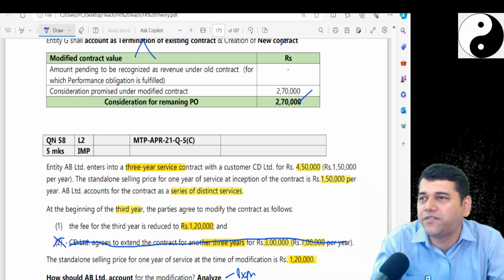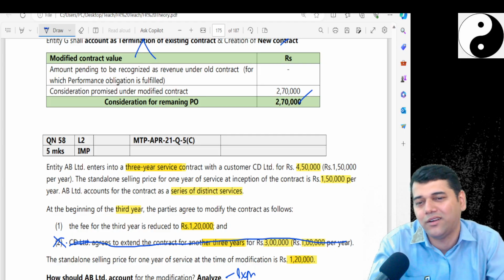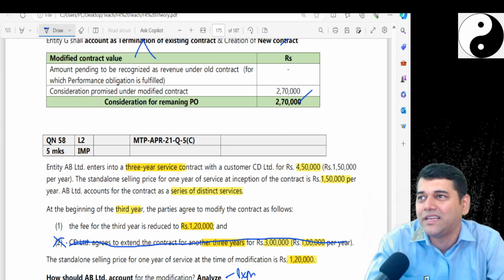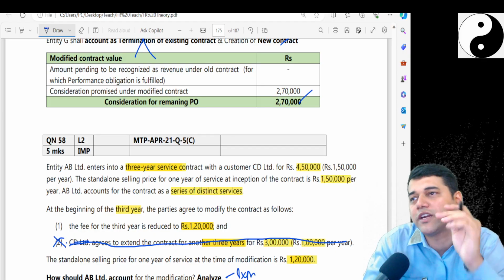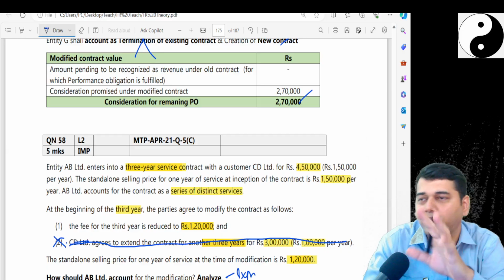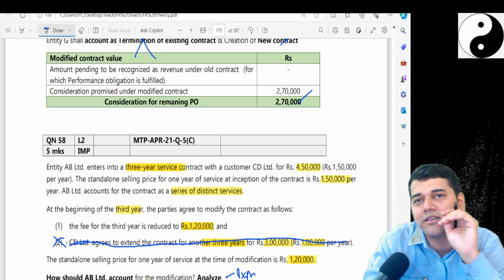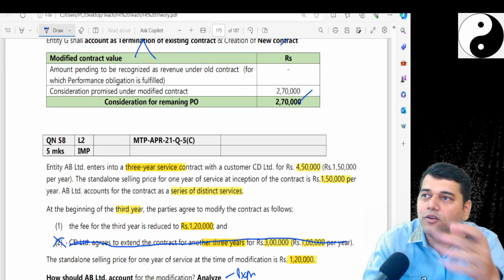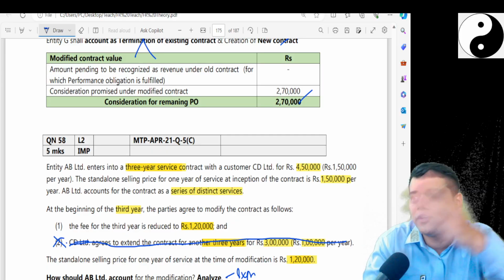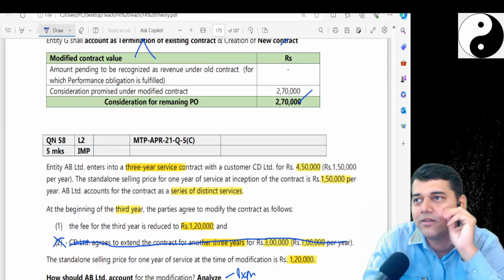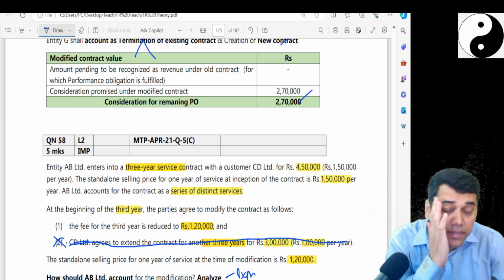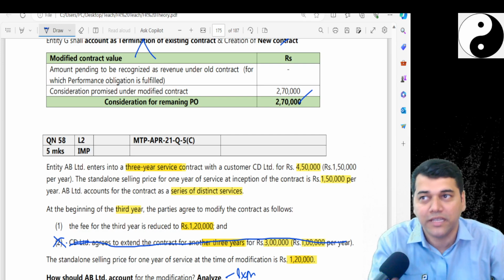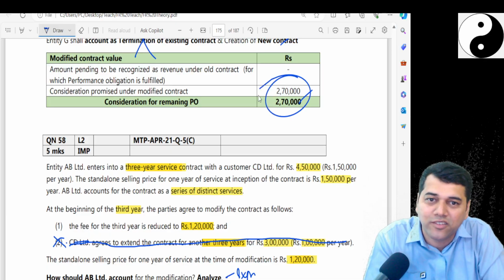Okay, it doesn't make any difference now here. Does it make any difference whether, okay, what is the contract value? What is the contract value of the third year? Okay, if you treat it as a termination of the old and continuation of the new, what is the contract value? That's what I told you. It doesn't make any difference. Okay, it doesn't make any difference from the treatment of the contract in this particular case, because it's just like this top one.